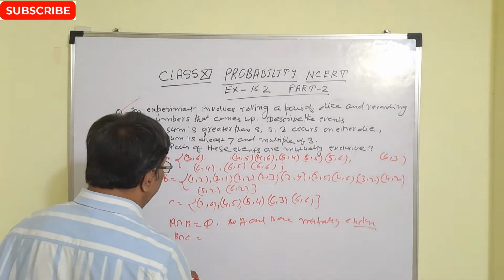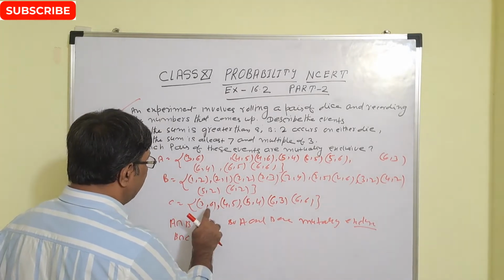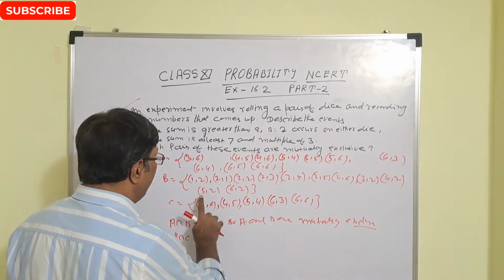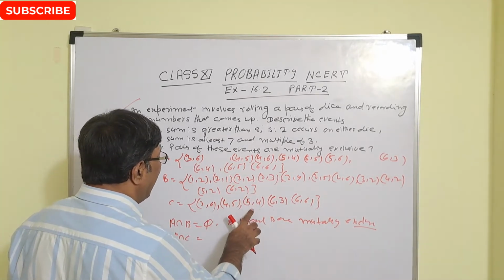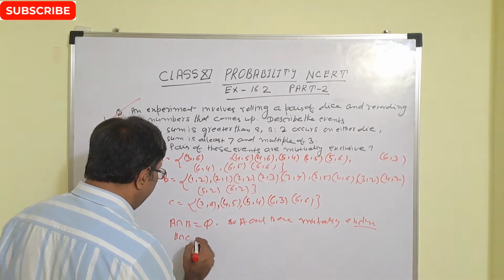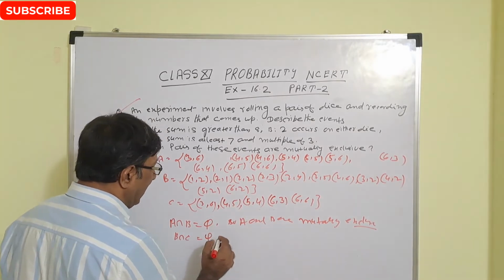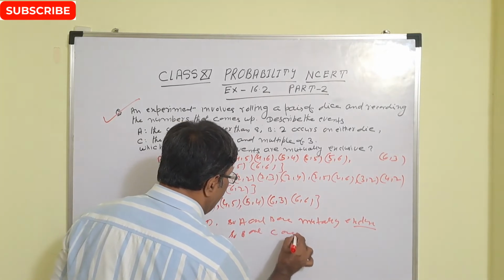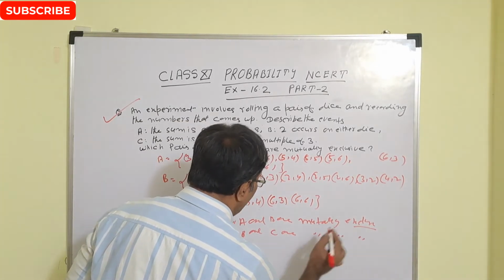In the same way, take B intersection C. When we take common elements of B and C, 1, 2 is not there, 3, 6 not possible, 4, 5 also not possible, 5, 4 not possible, 6, 3 not, 6, 6. So B intersection C is also empty. So B and C are mutually exclusive.